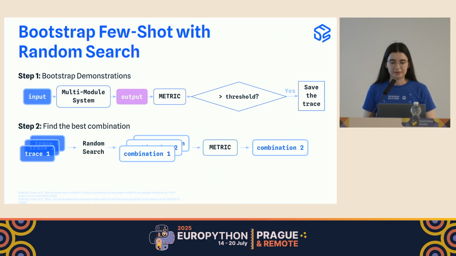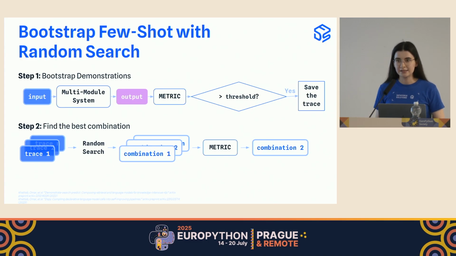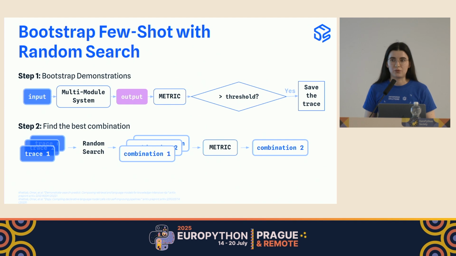Let's now look at another method for prompt optimization, which is called bootstrap few-shot with random search. It's based on the idea of the bootstrap few-shot method, but it takes it one step further by actively searching for the best combinations of demonstrations. So first, we generate a set of good input-output traces. Then, instead of just inserting these traces into the prompt, we randomly sample different subsets of these traces. Next, each sampled combination is evaluated, and finally, we select the demonstration set that leads to the highest validation performance.